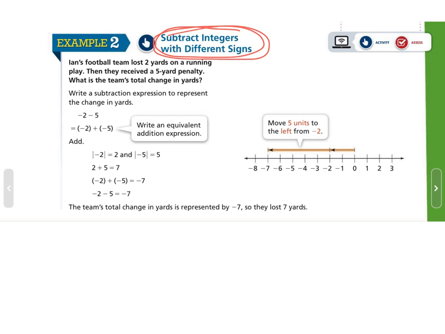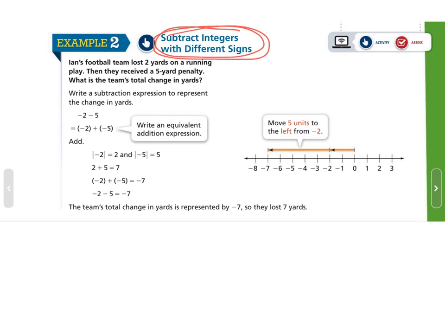In example 2, we're going to learn how to subtract integers with different signs. Ian's football team lost 2 yards on a running play. Then they received a 5-yard penalty. What is the team's total change in yards? First, we write a subtraction expression to represent the change in yards. Negative 2 minus 5 represents the 2 yards lost on the running play, and then taking away the 5 yards that the team was charged for the penalty.